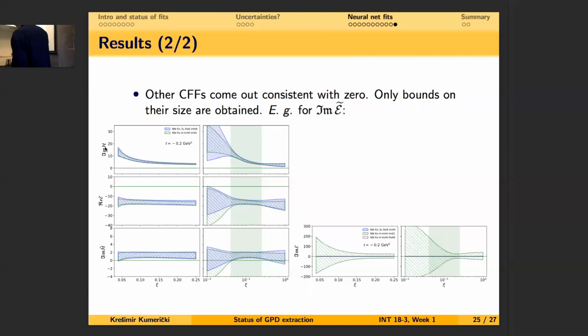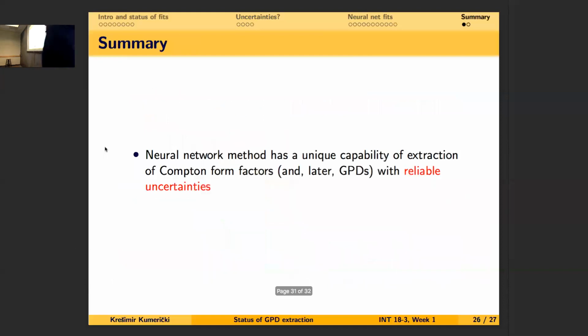If you take other compound form factors and plot them out, they come out consistent with 0. For example, imaginary H tilde coming from this neural network analysis comes out like this. So you can fit the data regardless of the value of this. You can probably put some bounds, but as you can see, these bounds are not very stringent. So not much can be said about this.